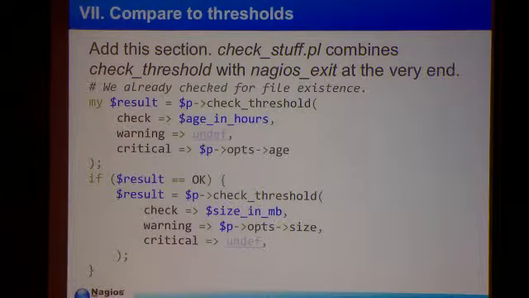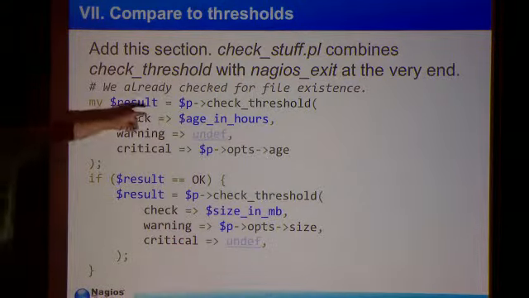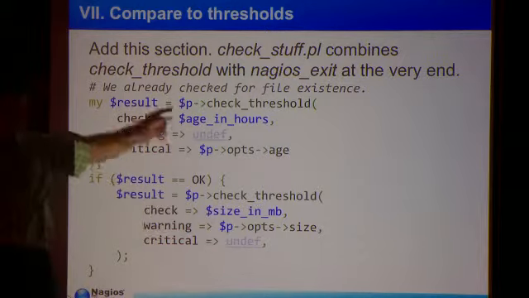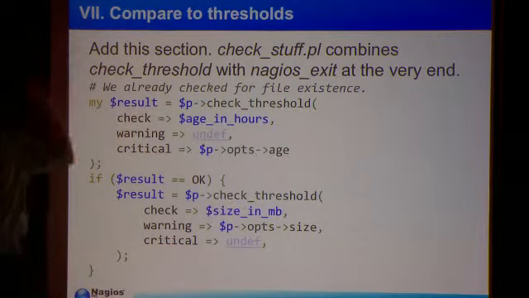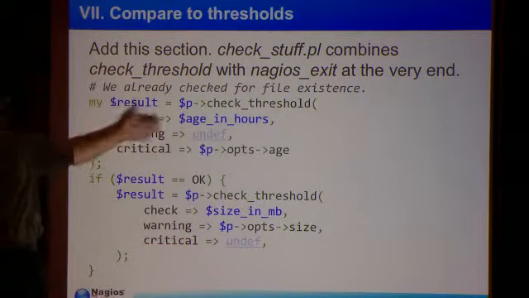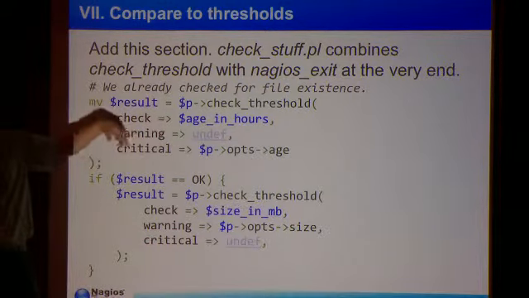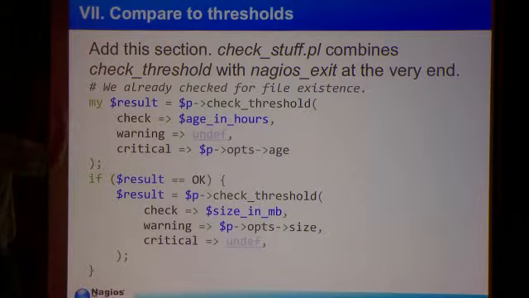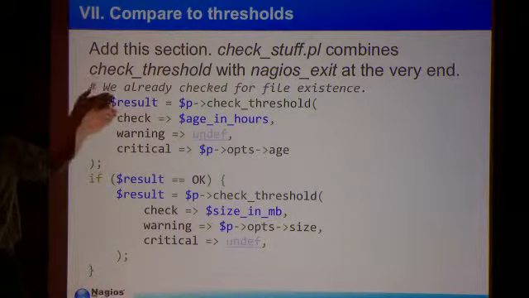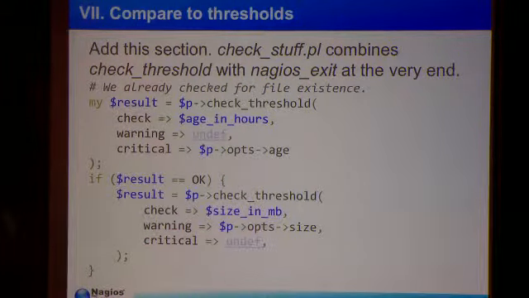Then at the end, we've already checked for file existence. So we use the check threshold command built into the Nagios plugin to check the values that we just calculated, age in hours and size in megabytes, against the parsed thresholds that have come in on the command line.